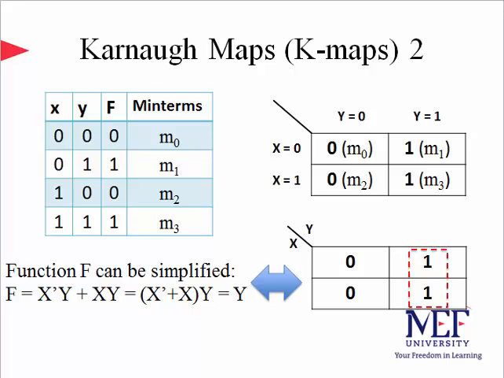The rectangle drawn with a dotted red line indicates that f equals y, because the terms corresponding to x equals 0 and x equals 1 cancel out all the x terms in the function f. This is the same as writing x plus x prime equals 1. This is one of the Boolean axioms, by the way, if you remember.